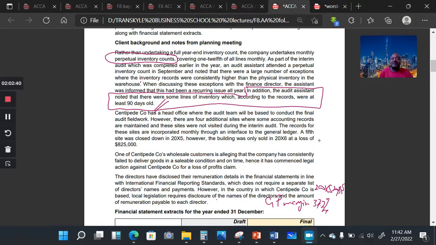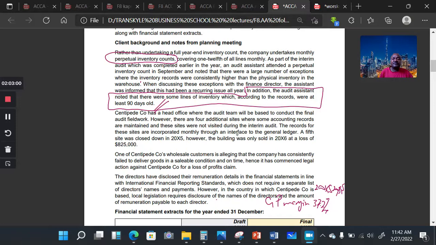825,000. So in this paragraph, we've got the issue of the accounting interface, and also the issue of asset disposal. All right. So we're going to create at least 2 audits from this paragraph.